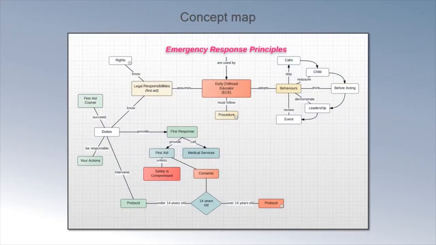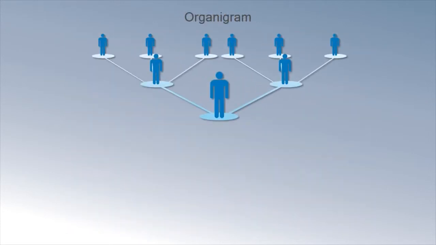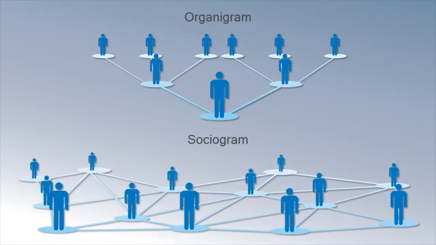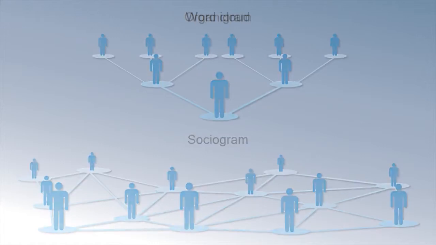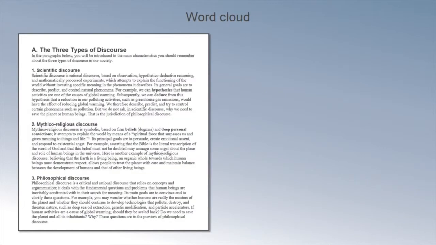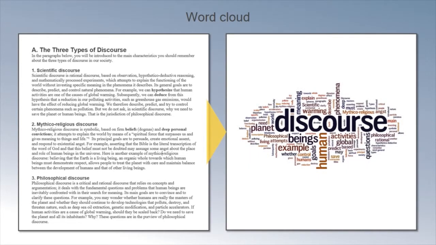A concept map presents a subject as a diagram that graphically illustrates the connections among the ideas to provide an overview. An organogram shows the hierarchical and operational structure of an organization, while a sociogram reveals the dynamics of social connections in a group of people. A word cloud, automatically generated by a software program, draws a key lexicon from a text by showing the words in a size proportional to the number of times they are repeated in it. And these are just a few examples.